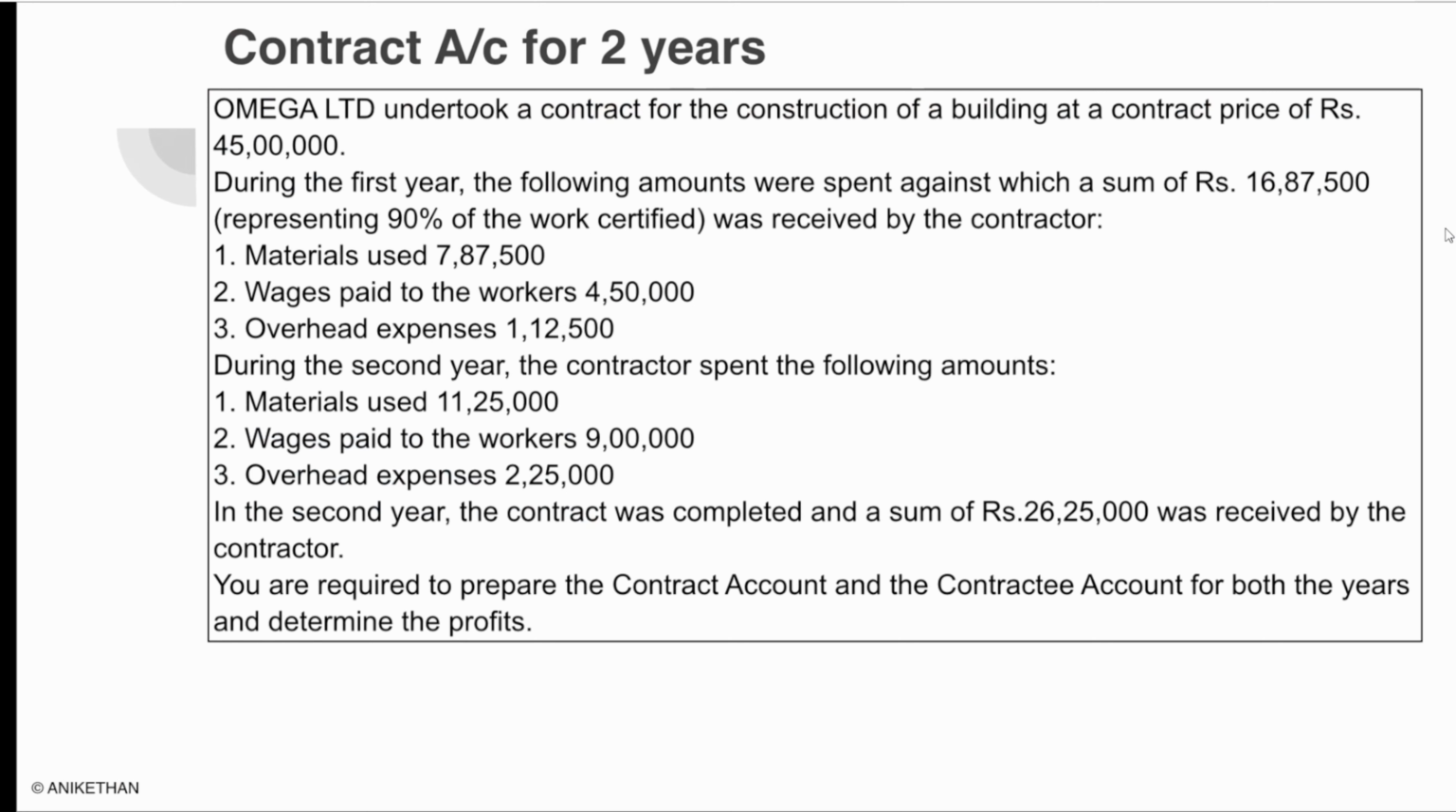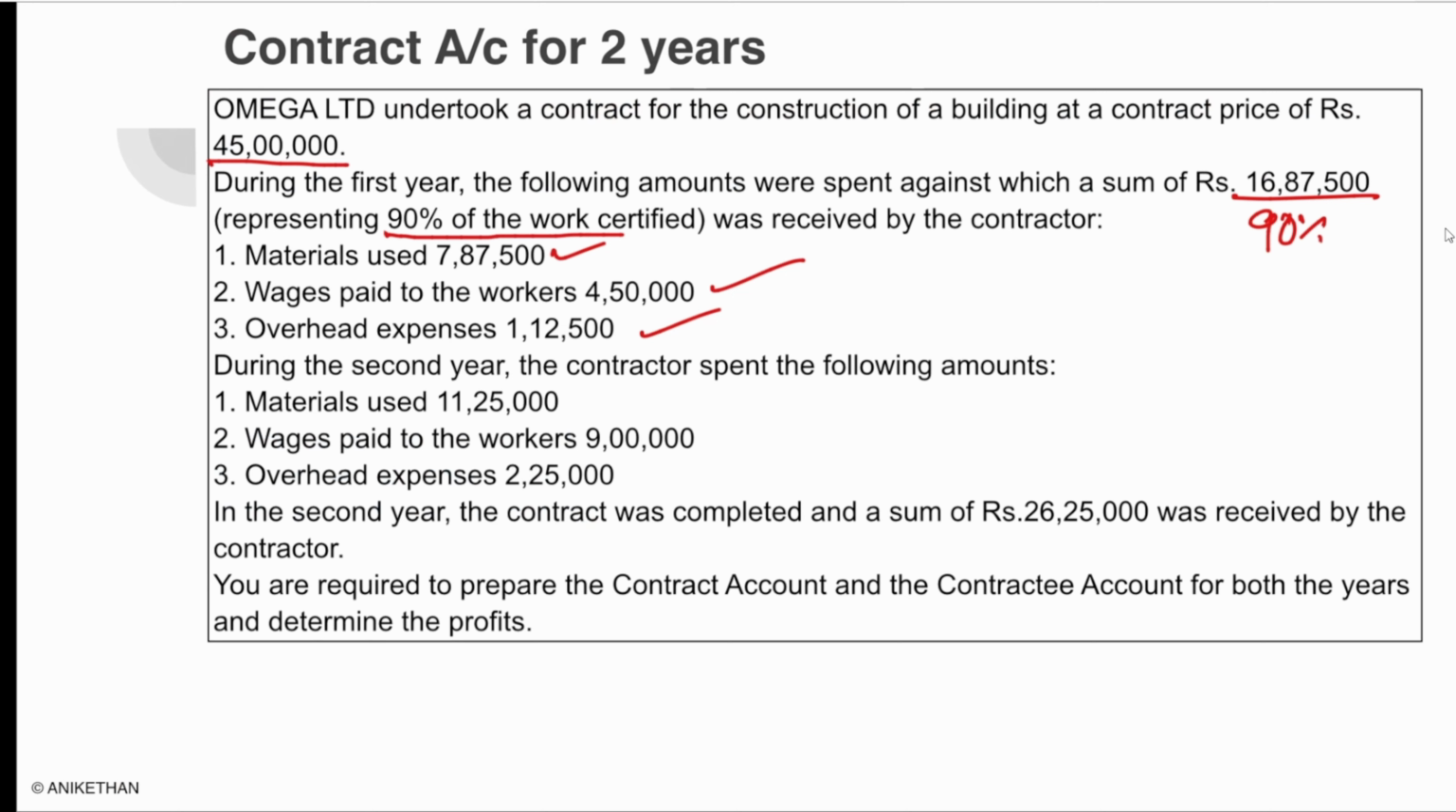Omega Limited undertook a contract for construction of a building at a contract price of 45 lakh. During the first year, the following amounts were spent, against which a sum of 1687 representing 90% of the work certified was received. So 90% of the work certified, using this data I have to calculate what is the actual work certified. So if I divide this by 90%, I will get certified work. Material used, this is on the debit side, overhead expenses, debit side.